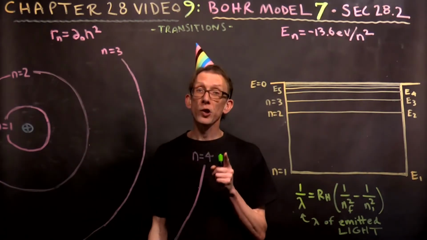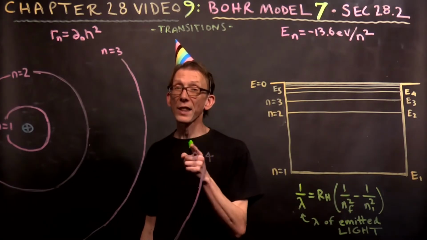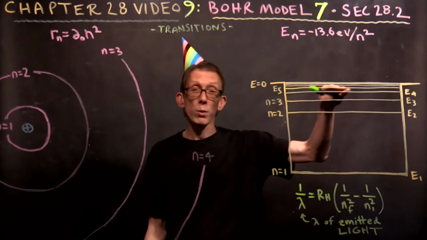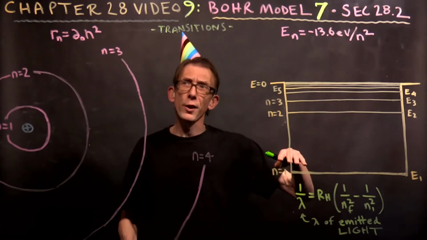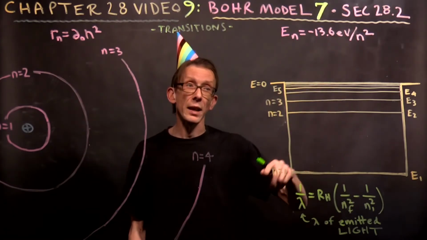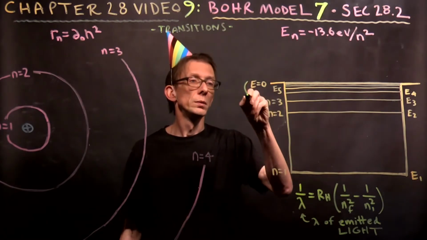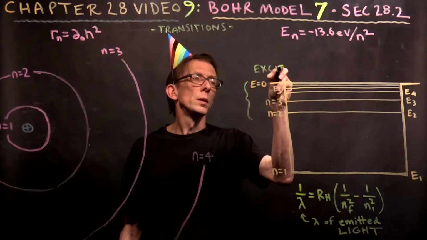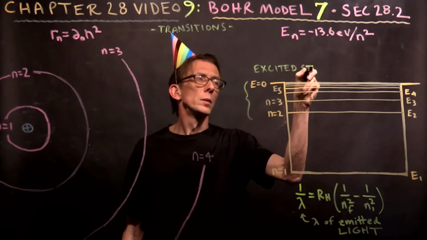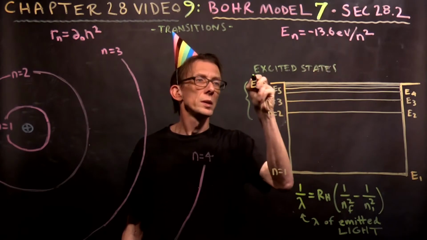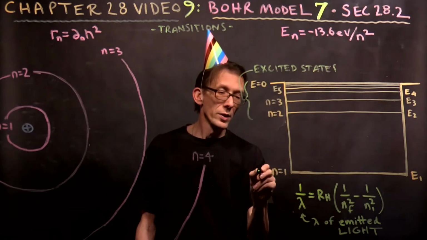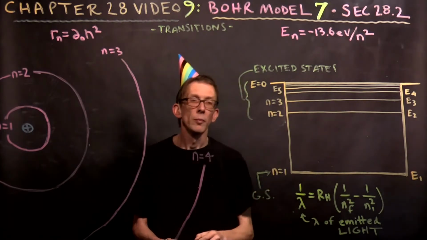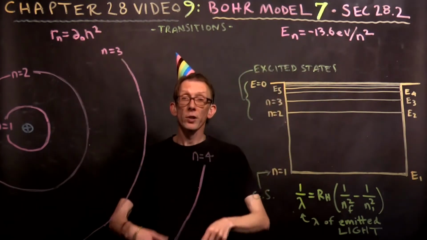So let's think about transitions that end at the ground state. Not all of them. There's an infinite number of them, right? Because there's an infinite number of excited states. All the states that are not the ground state are known as excited states. So these up here are excited states. And this, of course, is the ground state. So when you put it in an excited state, it returns to the ground state.